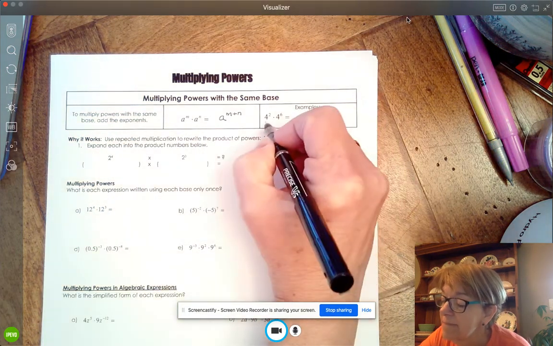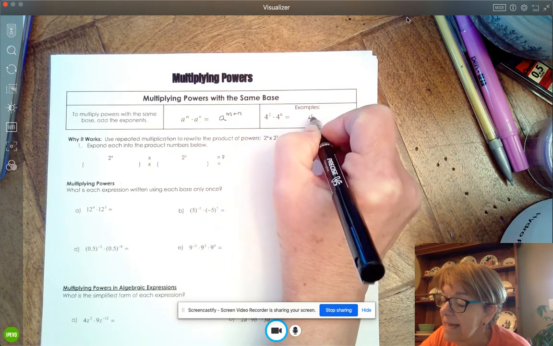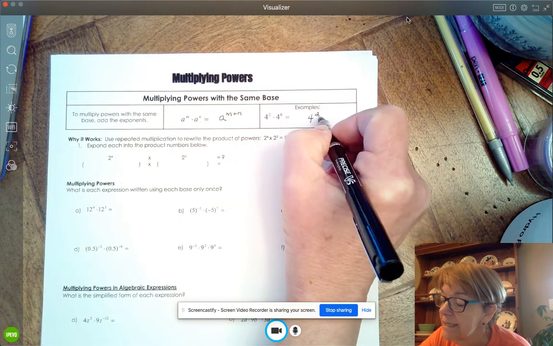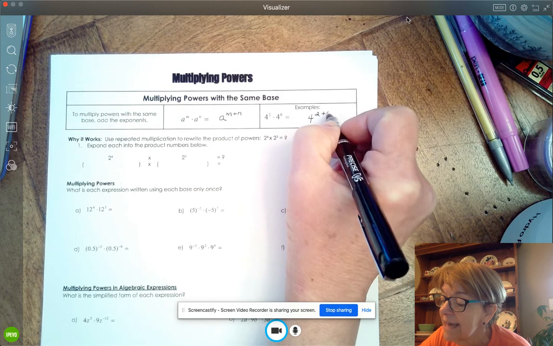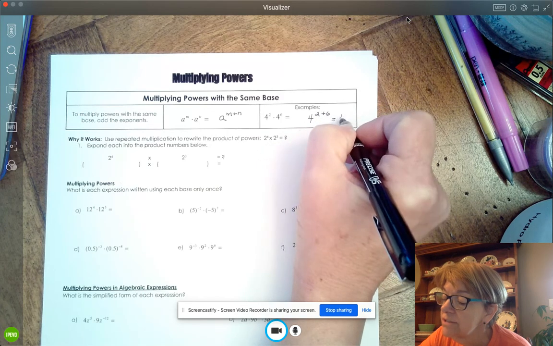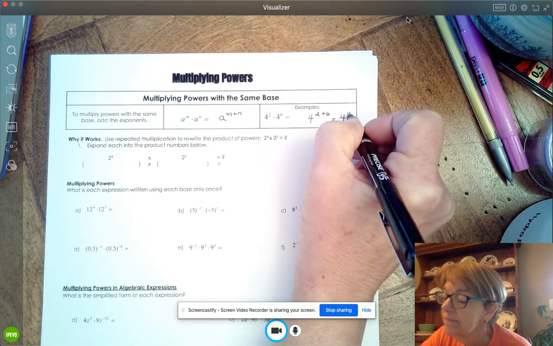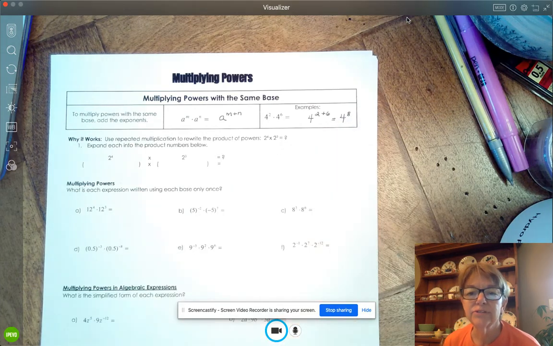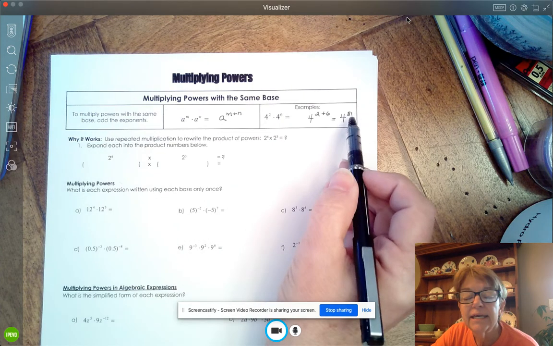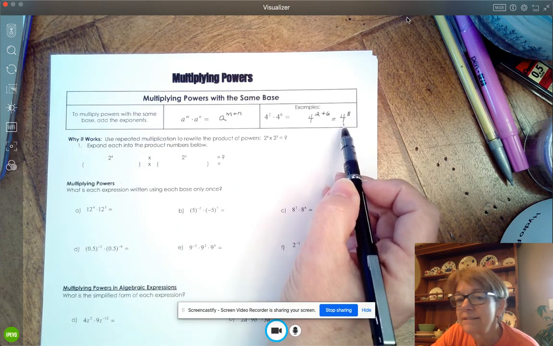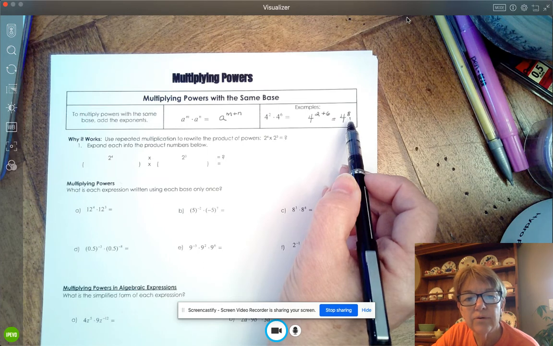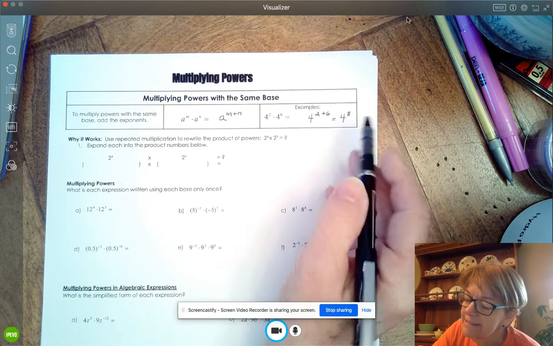Over here, my base is 4. I have an exponent of 2 and an exponent of 6. I add them. So this is 4 to the 8th power. Now, as we go through our exercises today, I'm not going to ask you to calculate 4 to the 8th power, although you could use Desmos and do that. But all I'm interested in is what the base is and what the power is. So let's see how it works.